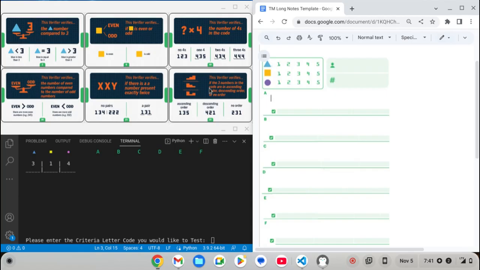And finally, criteria card F will take a look at our digits from triangle to square to circle, and will let us know a little bit about the ordering of the digits. Could they appear in an ascending order, meaning that they're increasing, as in the example 135, or could they be in a descending order, as in the example 421, or potentially they could have no order. So let's take a look at the example of 231.